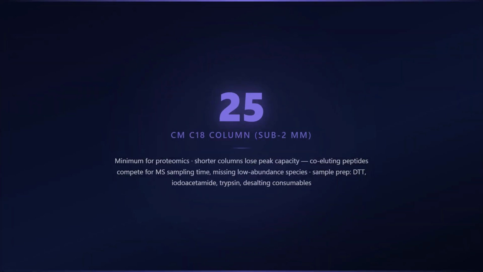3. C18 reverse phase analytical column, sub 2 micron particles, 25 centimeters minimum for proteomics. Shorter columns have lower peak capacity. Co-eluting peptides compete for MS sampling time, and you miss low abundance species. 4. Sample prep reagents: reduction, alkylation, trypsin, desalting consumables. The upstream prep is where most experiments succeed or fail.